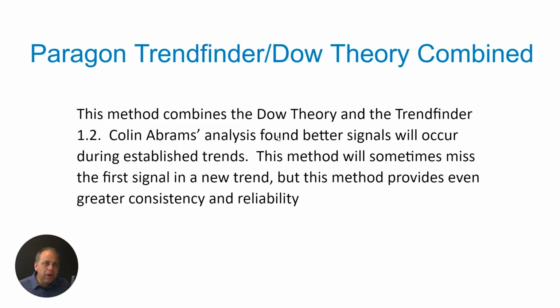The third method that we're going to talk about is the Paragon Trend Finder and the Dow theory. It's a combination of those 2 methods. Colin talks a lot about this in the manual, but the method will sometimes miss the first buy signal. But he says he prefers this method because it provides greater consistency and better reliability in the actual methodology.